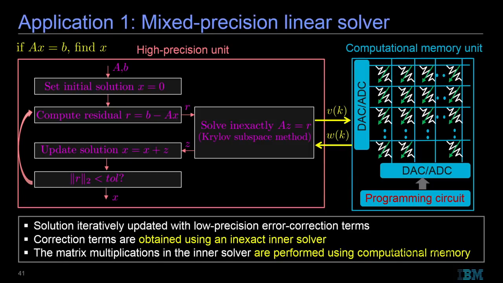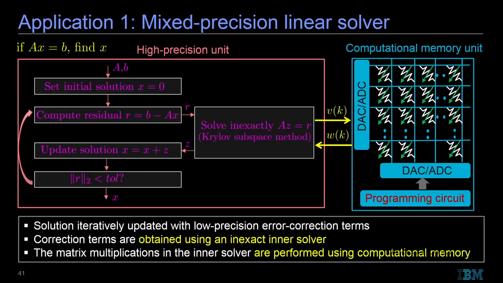So if you want to solve this problem, if Ax equals b, find x, then one way to go about it is you first find an initial solution x. And then you start making approximate additions to it. So these are the corrections to it, so x equals x plus z. And how you find your z is by solving yet another problem, Az equals r, but this time in an approximate way. We typically use Krylov subspace methods such as conjugate gradient descent or GMRES or one of these approaches. And the catch is that the r here, which is a residual, has to be calculated with very high precision, right? So that's a catch.